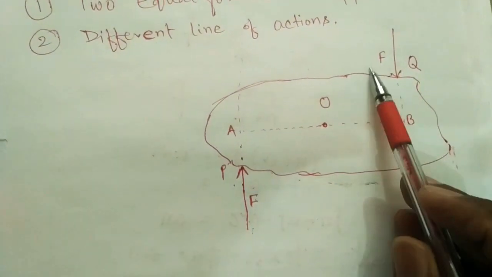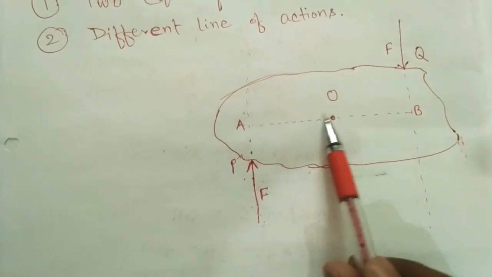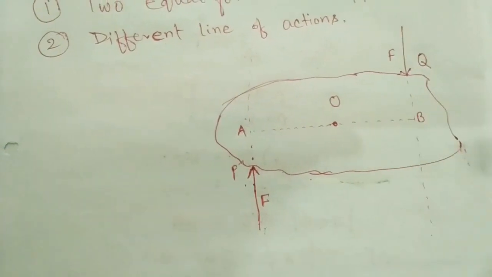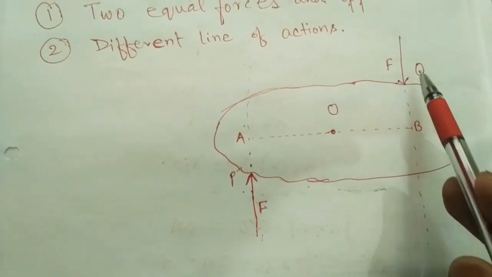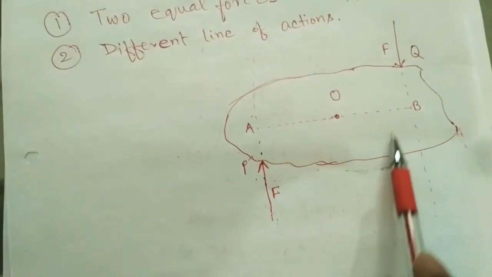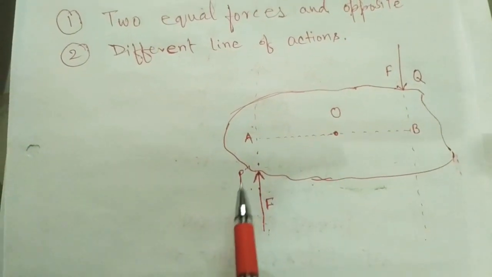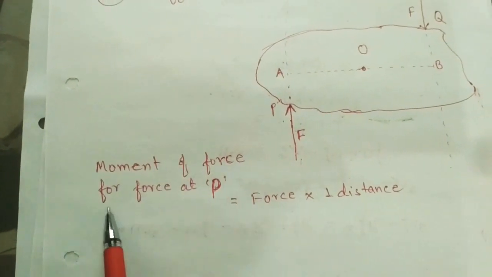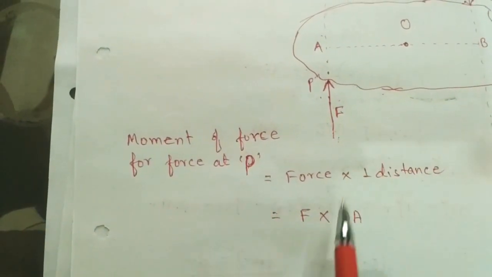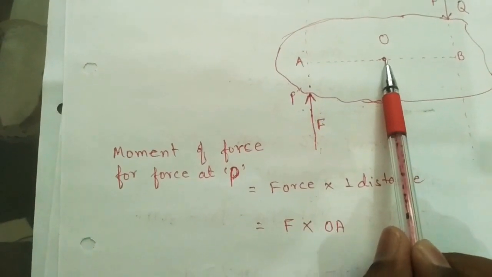Now let the equal forces be F Newton, and the perpendicular distance, as we know that for the moment of force we need the force and the perpendicular distance. The perpendicular distances are AO for this one and OB for this one. Now let's calculate the moment of force for this one, which is rotating clockwise, and this one is also rotating clockwise. Both are in the same direction, so both moments of force will be added up. So the moment of force for force P is equal to the force into perpendicular distance. Here the value of force is F and the perpendicular distance is OA. This is the axis of rotation, so we have to measure all distances from here.